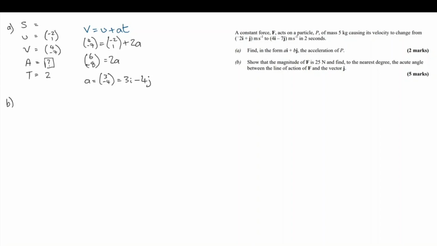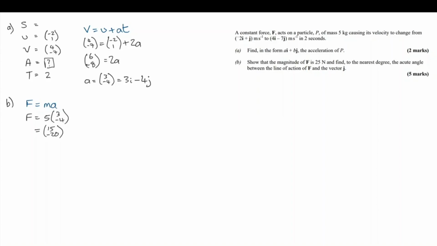Part B of the question says that we should show the magnitude of F is 25 newtons and find, to the nearest degree, the acute angle between the line of action of F and the vector j. Well, here we're going to make use of Newton's second law, F equals ma. The resultant force is what we're looking for, and that's going to equal the mass times the acceleration.